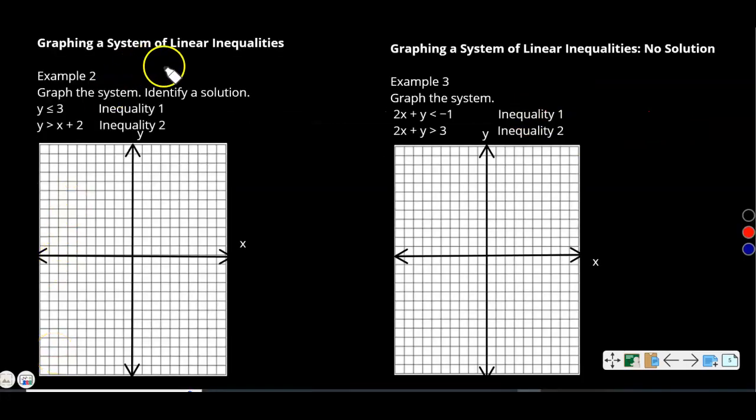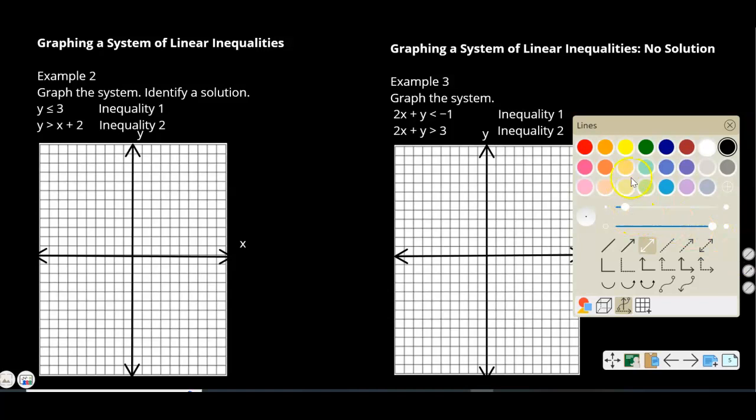Graphing a system of linear inequalities. All right, example 2. This says graph the system, identify a solution. All right, so y less than or equal to 3. So we're going to come up 1, 2, 3, and we're going to draw a line across through here. Now, less than or equal to means it's going to be a solid line.